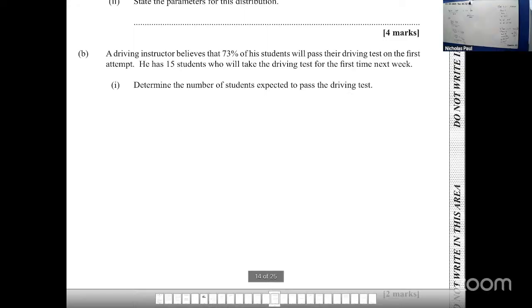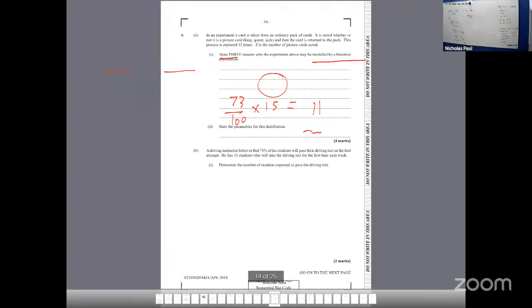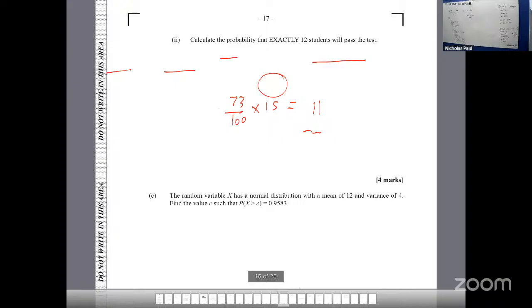What you got here? A driver believes that 73% will pass their driving test on the first attempt. 15 students will take the driving test for the first time. The number of students expected to pass is 73% of 15, which is 11. Expected, so n by p. Easy marks. Last 2 parts are done.